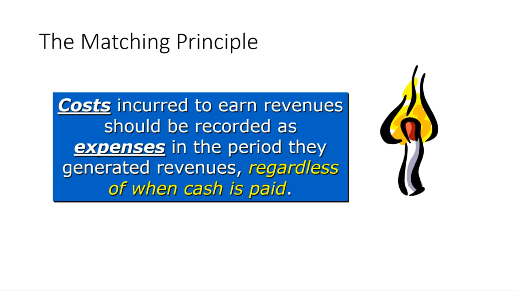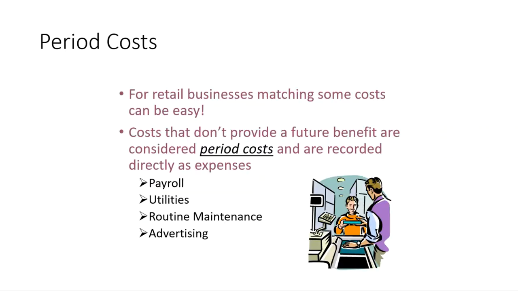Our second fundamental rule of accrual basis accounting was the matching principle. As we incur costs to earn revenues, we want to record those as expenses in the period they generate revenues, regardless of when cash is paid. And recall, we had sort of two broad types of cost we could talk about. One were period costs. And period costs, they don't provide any future economic benefit. And so we record them directly as expenses today.